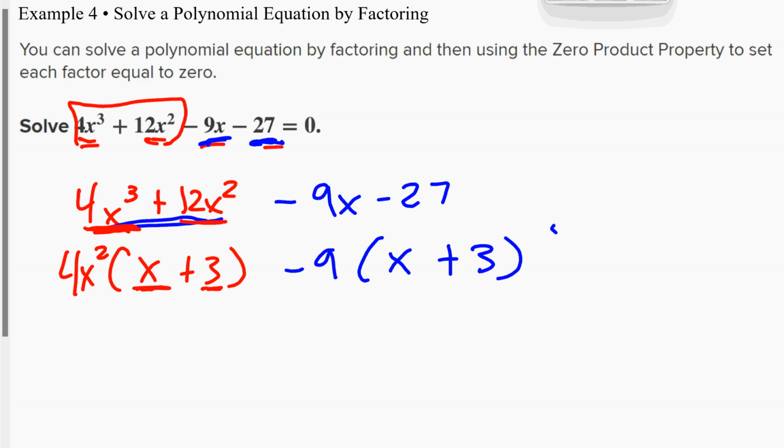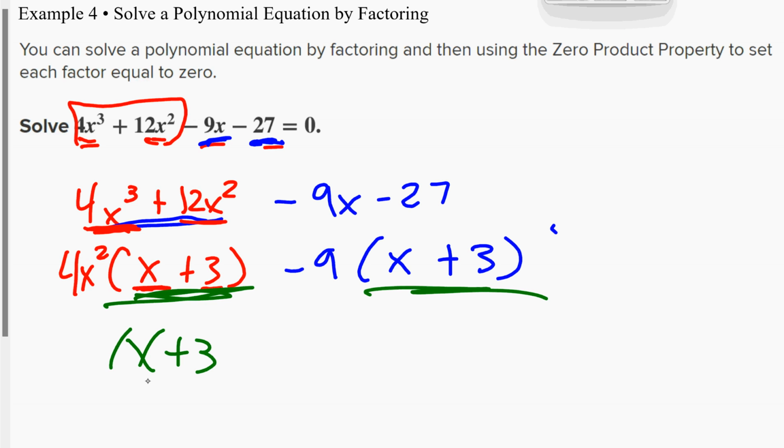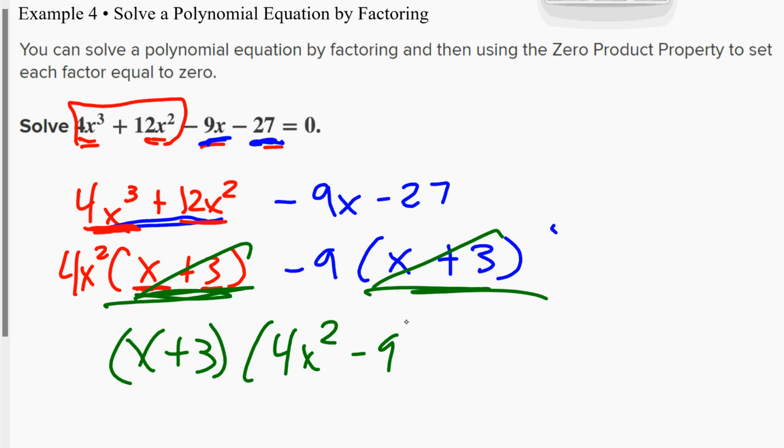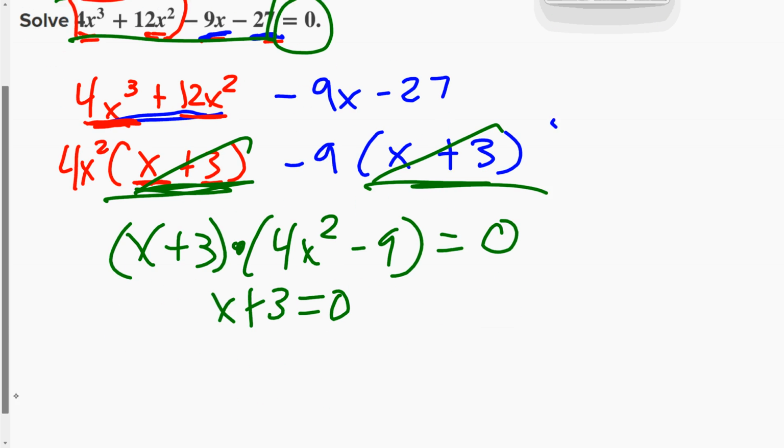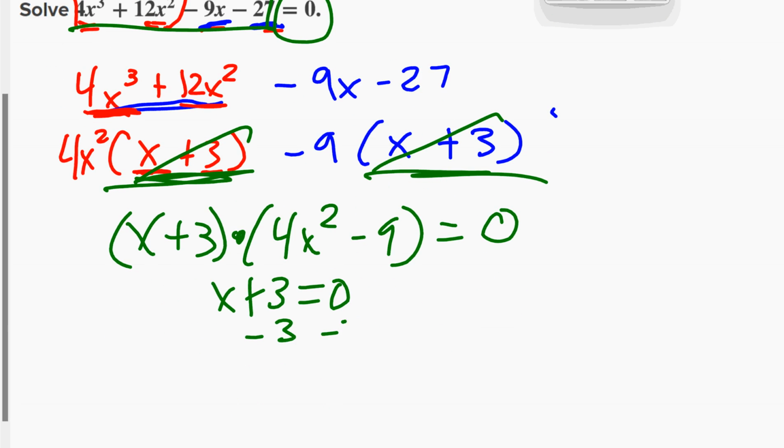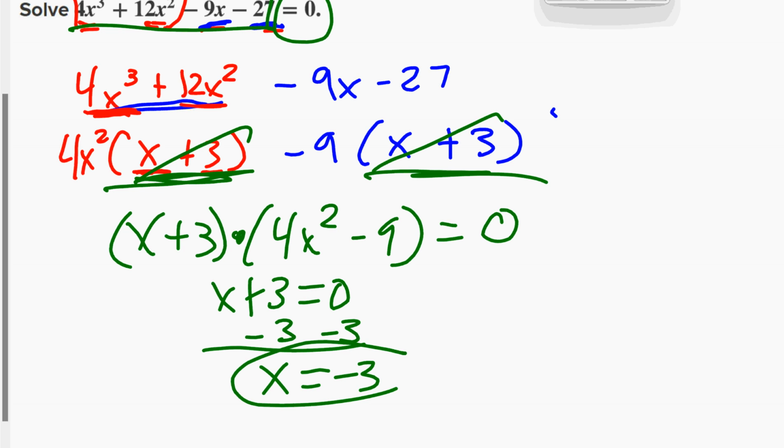Now, since both of those are the same, we can factor out the x plus 3, and what's left when those get factored out is a 4x squared minus 9. Now that is multiplication, and this was set equal to 0, that means the factors of this are set equal to 0. So I can take each one of those factors, set them equal to 0 using the zero product property, and then go ahead and solve for x. So I know x equals -3.